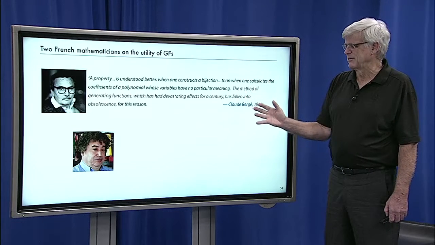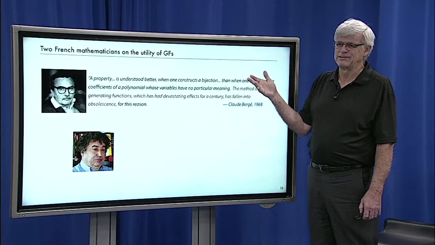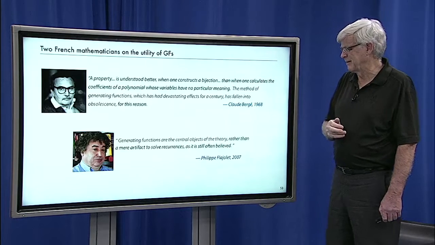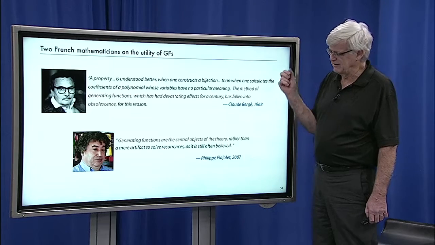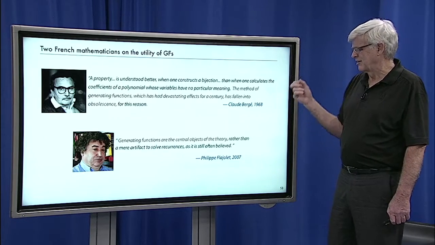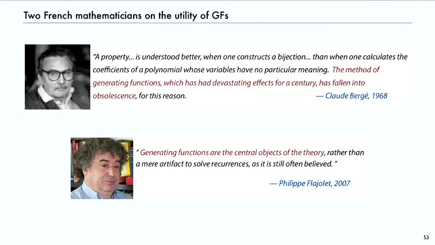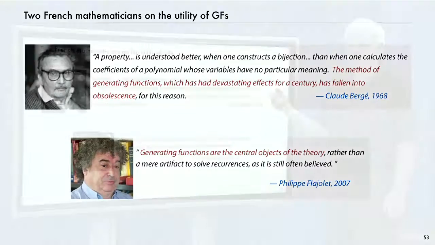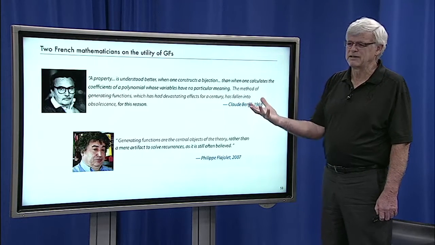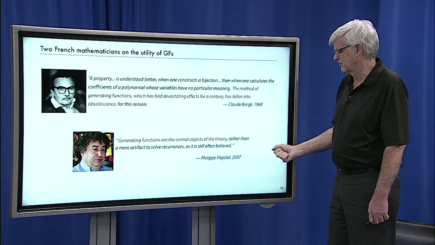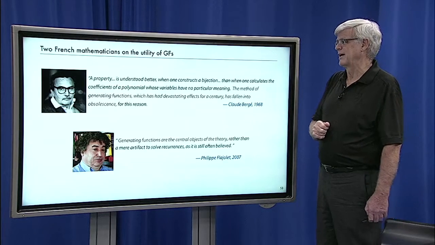But what Philippe came to understand, despite this attitude, which was a prevailing attitude in many circles when he was a student, Philippe came to understand in the 80s and 90s that generating functions really are the central objects of the theory of analytic combinatorics. They're not a mere artifact to solve recurrences, as many people believe. They're the central object. We can get generating functions from the symbolic method, and then we can use generating functions to get coefficient asymptotics.